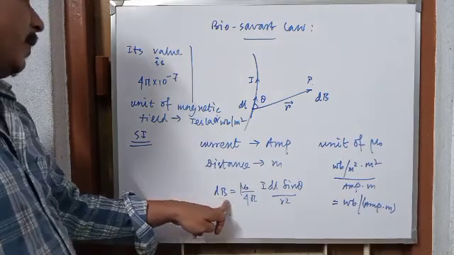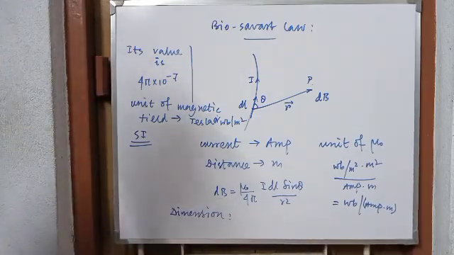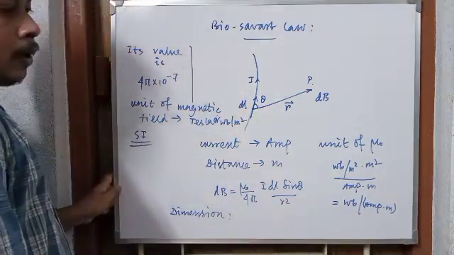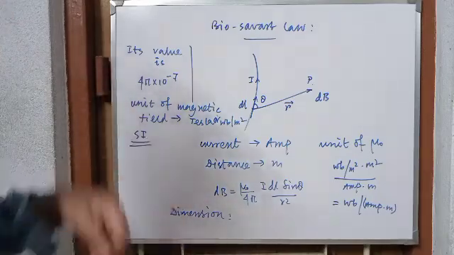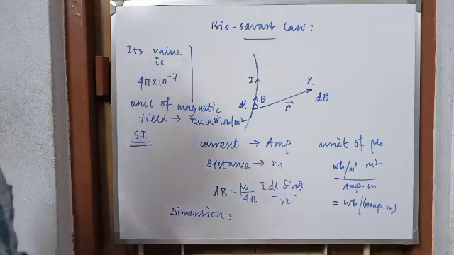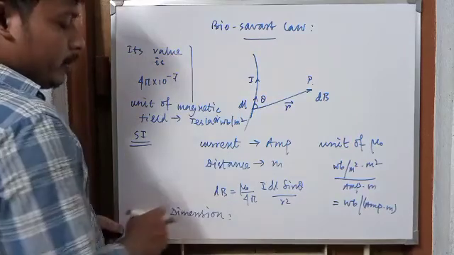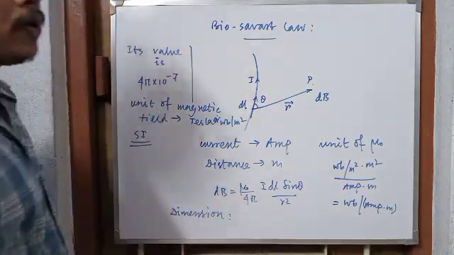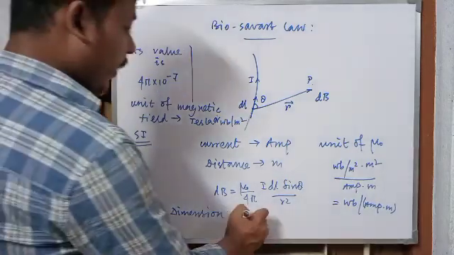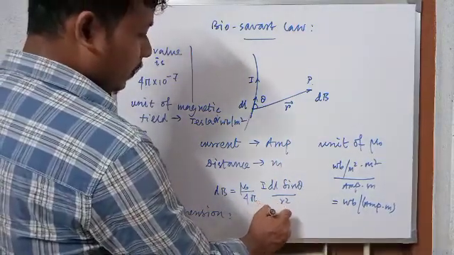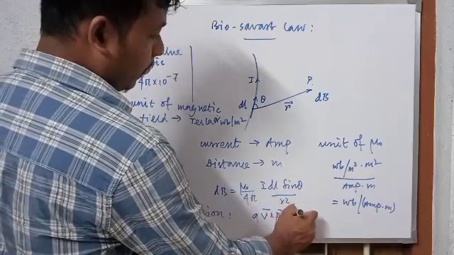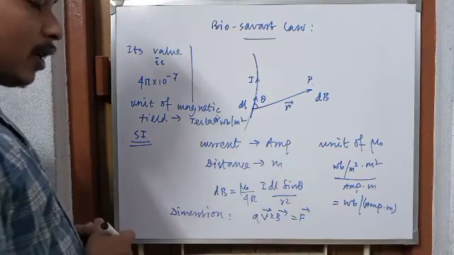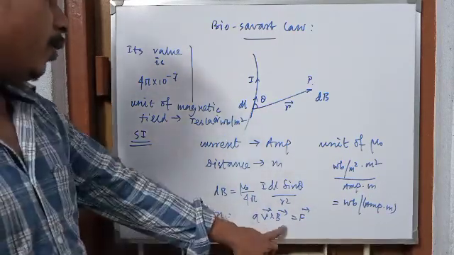We have to find the dimension of the magnetic field. Later we found that the magnetic field and the force on a charged particle are related by q v cross B. The force on a charged particle moving in a magnetic field will be F vector equals q v cross B.